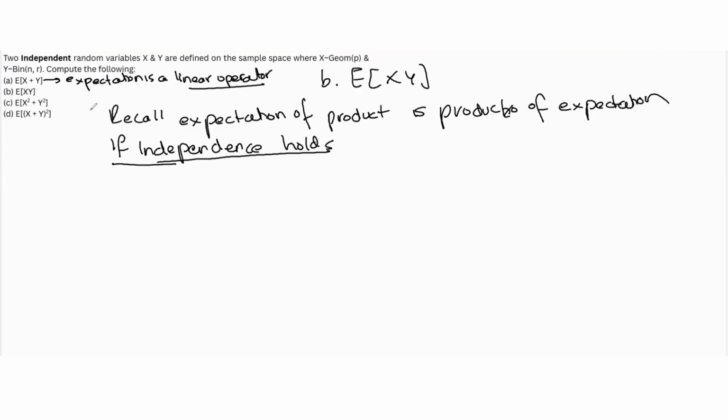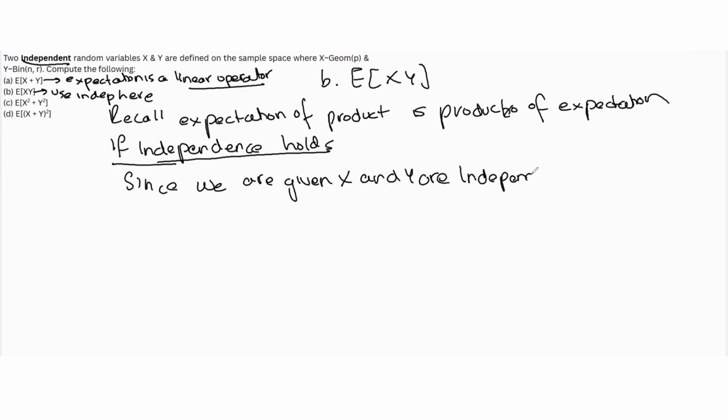So when we write the expected value of a sum, that's always the sum of expectations because expectation is a linear operator. But when we have an expected value of a product, like the expected value of XY, that is only the product of expectations if independence holds, and here they're given the independence. So we're going to use independence here, since we are given X and Y are independent. Just because of the fact they're independent, we can write this statement.